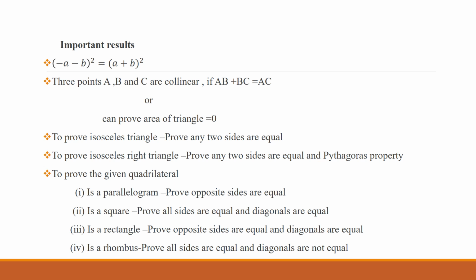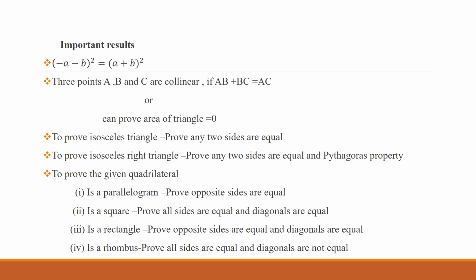In order to prove that a given figure is an isosceles triangle, we will prove any two sides are equal with the help of the distance formula. To prove an isosceles right triangle, we prove any two sides are equal and then the Pythagoras property should be applied. To prove the given quadrilateral is a parallelogram, we have to apply that opposite sides are equal. That means find the length of all the four sides and then prove opposite sides are equal.